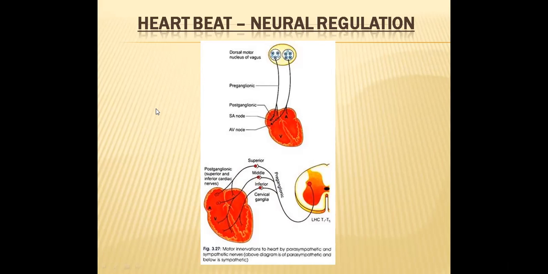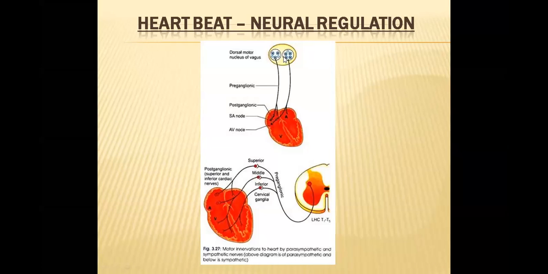In the autonomic nervous system, we know that two components will be there. One is the sympathetic nervous system, another one is the parasympathetic nervous system. So here, in the first diagram, the yellow part is the brain. In the brainstem region, some center will be there that regulates the heartbeat.